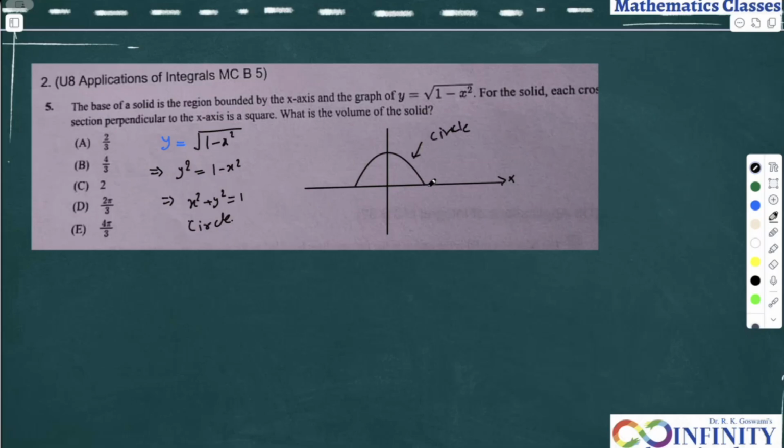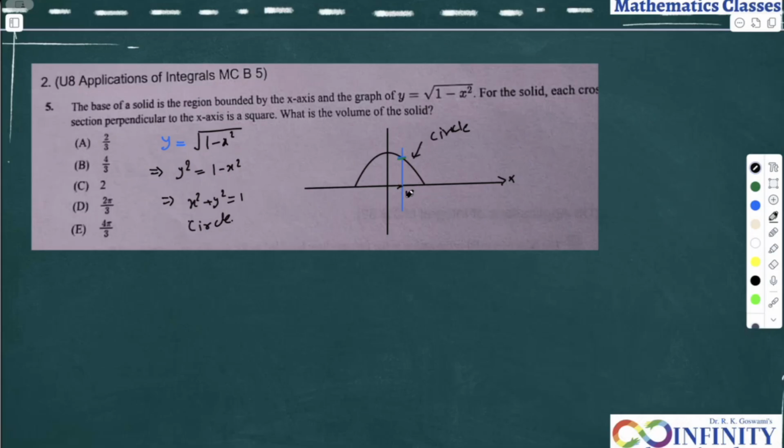No doubts are there. The base of a solid is the region bounded by the x-axis and this graph for the solid. Each cross section perpendicular to the x-axis is a square. We need to talk about the cross section perpendicular to the x-axis, and it is going to be a square there. Clear? This is going to be a square corresponding to any value.